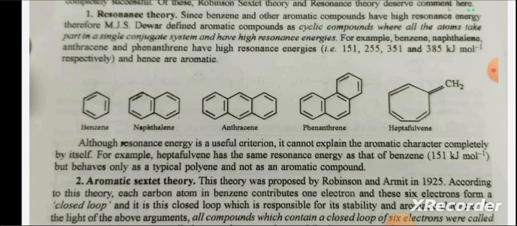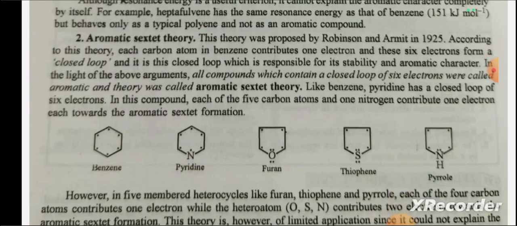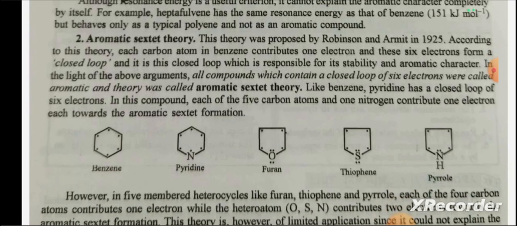Second is the aromatic sextet theory. All the compounds which contain a closed loop of six electrons are called aromatic, and the theory is called the aromatic sextet theory. Third is Huckel's rule.